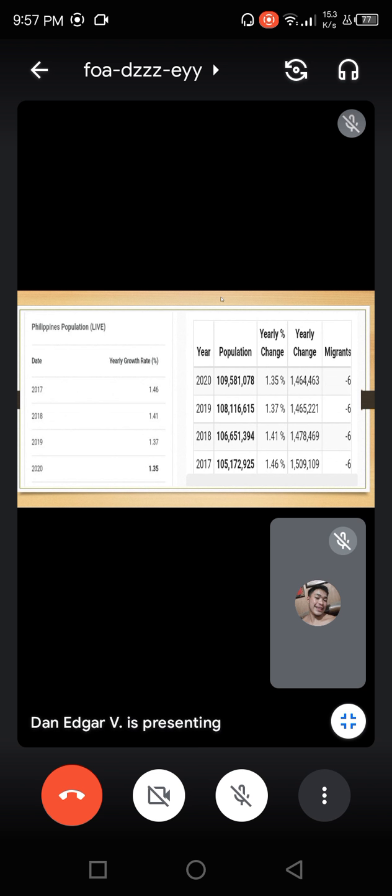In 2020, the population was 109,581,078, with a yearly percent change of 1.35%.